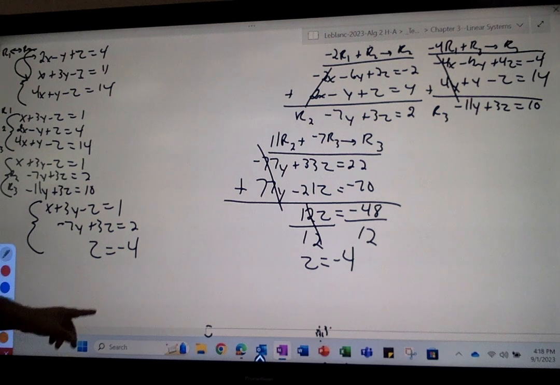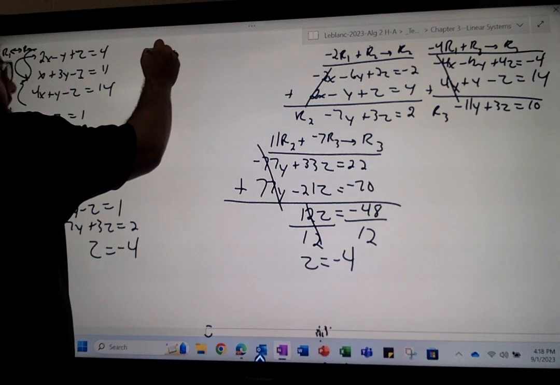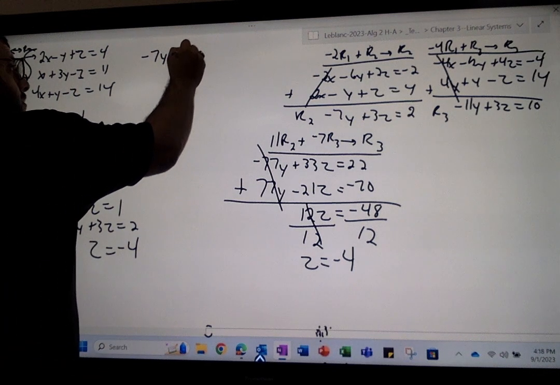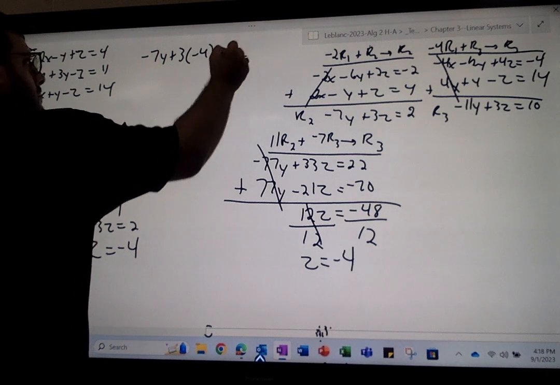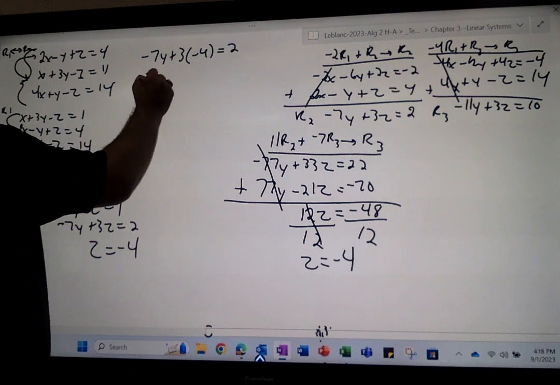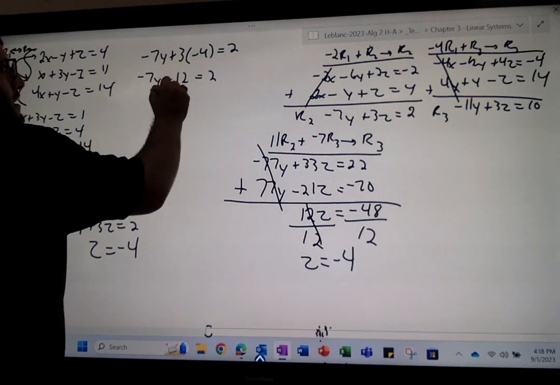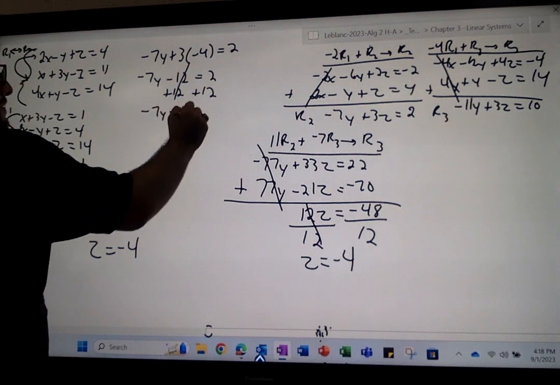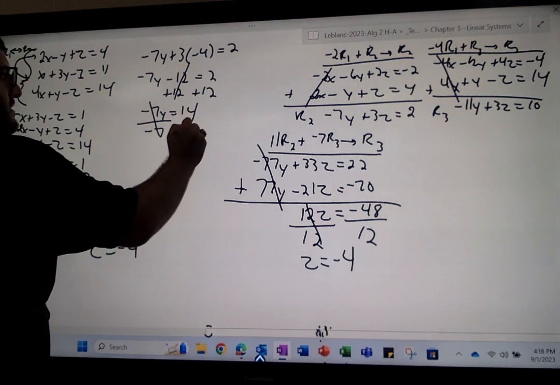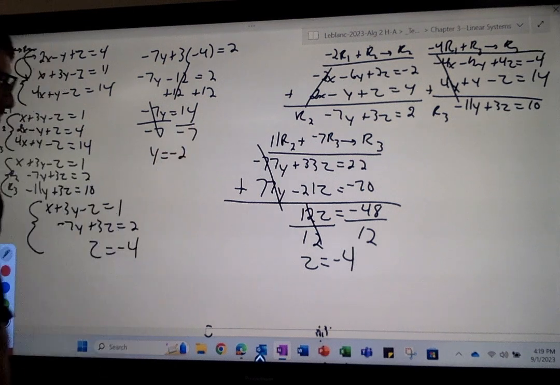So I already know what z is. Let's substitute it in here to figure out what y is. So negative 7y plus 3 times negative 4 equals 2. Okay, that's negative 7y minus 12 equals 2. Add 12 to both sides. Negative 7y equals 14. Divide by negative 7. y is negative 2. So now that I know what y and z are, let's substitute into the first equation to find the value for x.